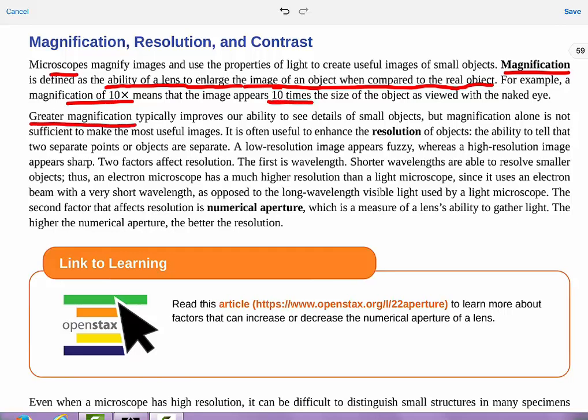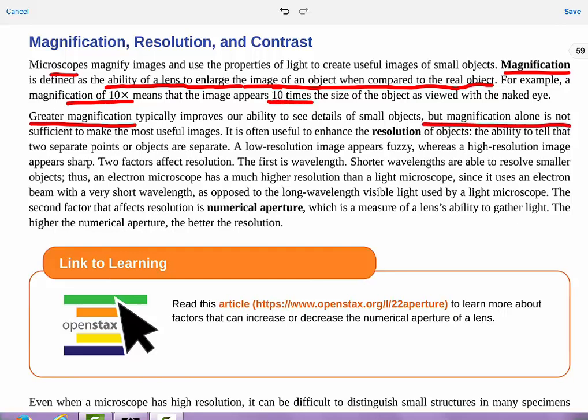Greater magnification typically improves our ability to see details of small objects, which I think is pretty obvious. If you're watching a YouTube video on a phone, and then you watch that same video on a large screen TV, you can see much more detail on the larger screen. And that same thing happens when we're talking about a microscope. If we're trying to look at something small, we don't see much detail, but if we magnify it many, many times, we see many more details.